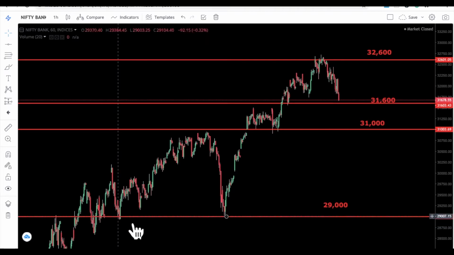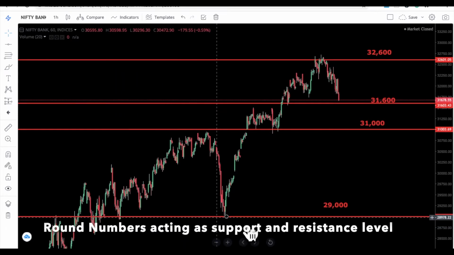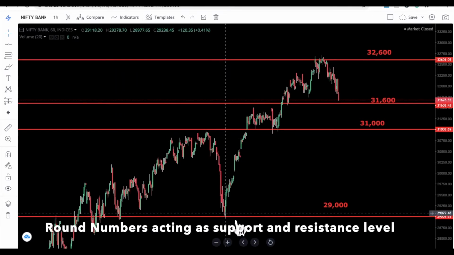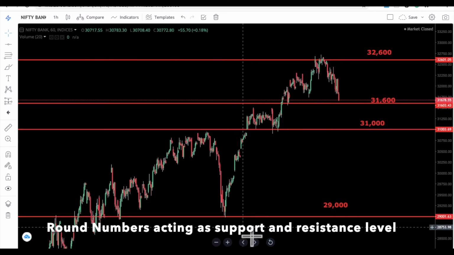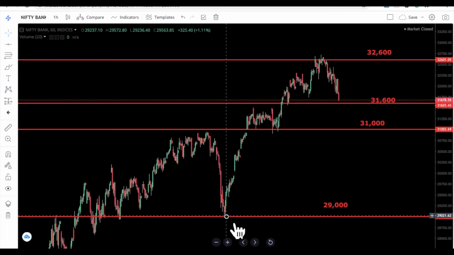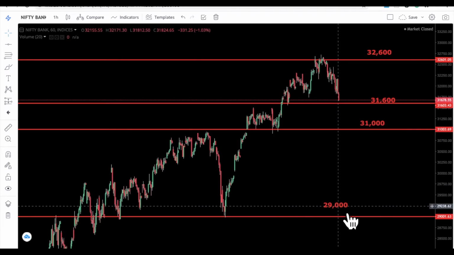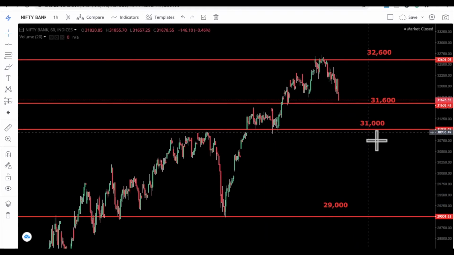Here, can you see the Bank Nifty taking support at 29,000 level? Once the sellers could not breach this level, this acted as a strong support level. Even previously you can see how many times it touched here. The next level was 31,000. So from 29,000 to 31,000 was a strong resistance level.